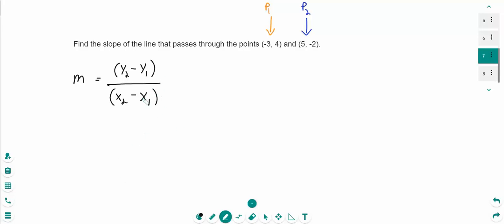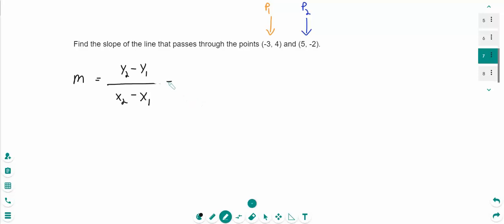I guess I didn't need to put those in parentheses, actually. Not sure why I did that. We'll clean it up here a bit. Okay, so there is our formula. Now we just need to plug things in.